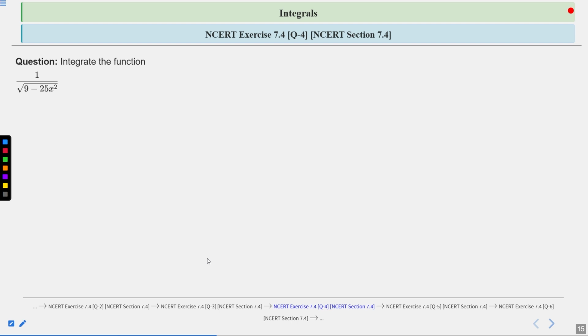The next question is to integrate the given function, which is 1 upon root over 9 minus 25x square.